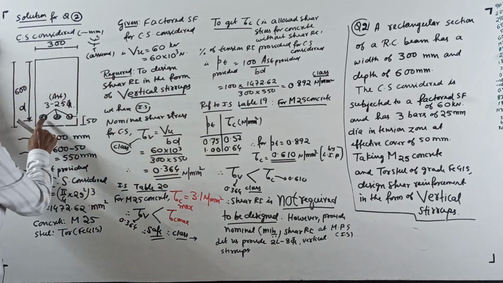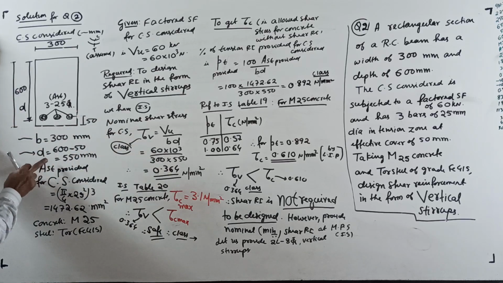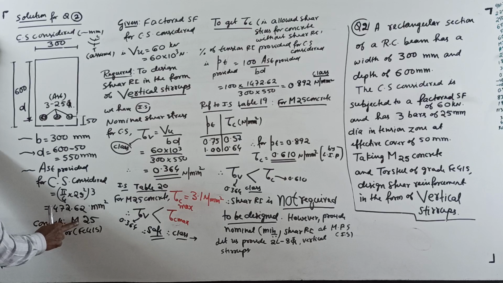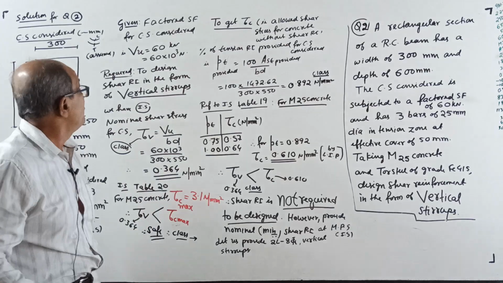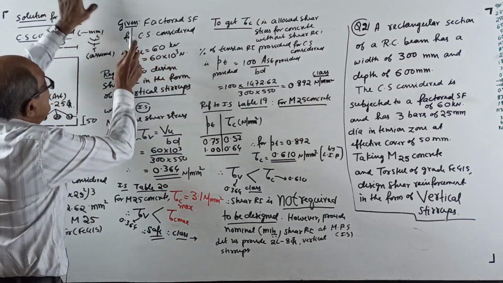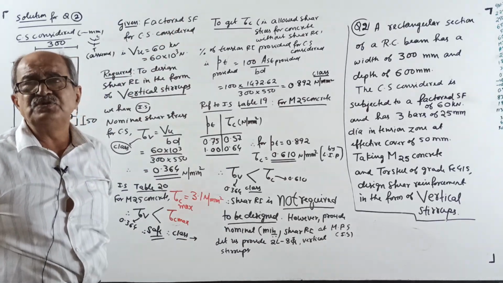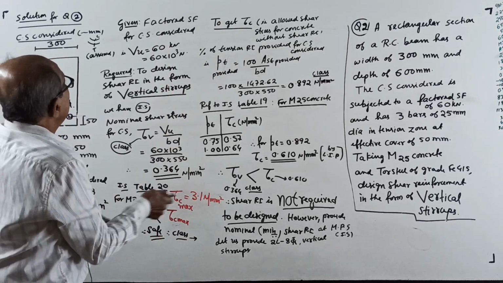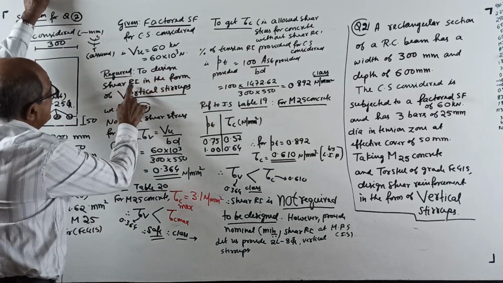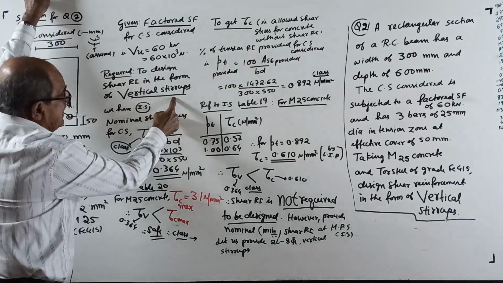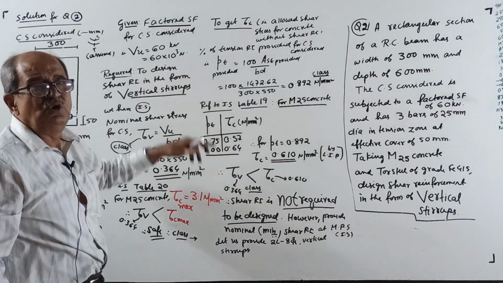300 by 600, 3 of 25 torr as I told, effective cover maintained the same. B, D, AST, M25 this time, Fe415 once again. Fe500 I want for the last question. Last time I told shear force is so and so, corresponding to service load, but this time it is given directly as factored shear force, 60 kilonewton. Required to design shear reinforcement in the form of vertical stirrups. If you want, you can write: when the cross section is subjected to a factored shear force of 60 kilonewton, to make it more clear.